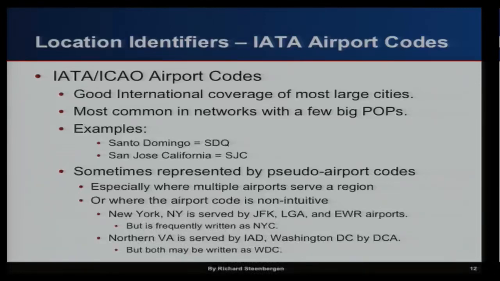Sometimes there's pseudo airport codes. This is where it starts getting tricky for things like New York City, which is served by JFK, LaGuardia, and Newark airports. And some people will actually use those to mean distinct things. This is our Newark POP versus our New York City POP. And some people will just use codes that represent all of them, NYC, things like that. So at any rate, you're understanding that you see NYC and you know that it's New York City. Northern Virginia, similar thing. IAD, served also by DCA, and so some people just do WDC or WAS, things like that.